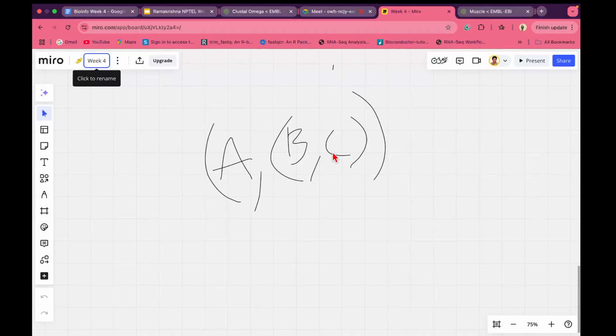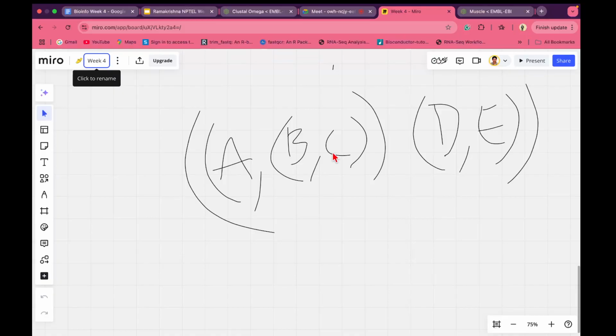Now finally the cluster of these three is close to the cluster that is formed by D and E. So this is the Newick notation for the given tree. A can be placed on either side of the B and C, or this could be like this as well.